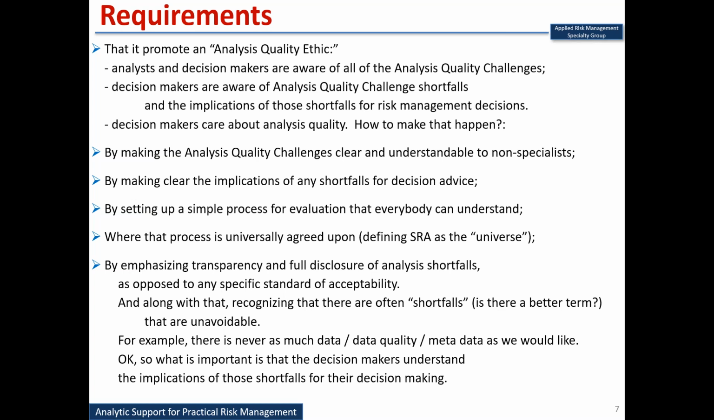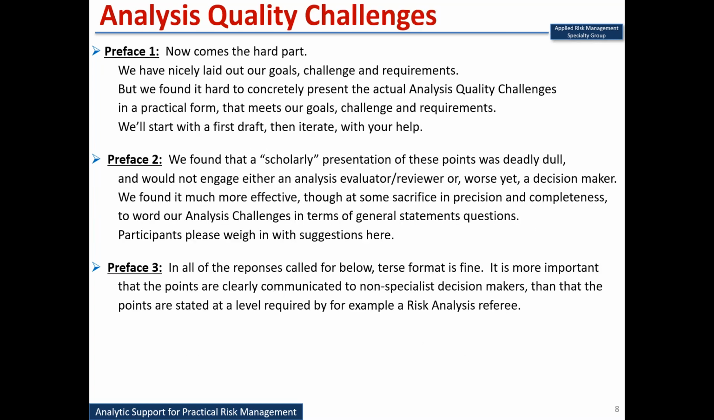I don't know. Emphasize transparency and full disclosure. I suppose any specific standard of acceptability. I've told you this before. For example, there's never as much data quality or metadata as we would like. Okay, that's fine. That's the real world. So let's make sure the decision maker can understand what the limitations are.